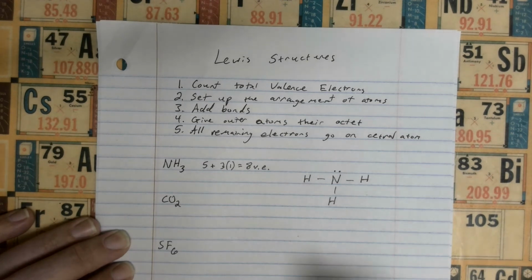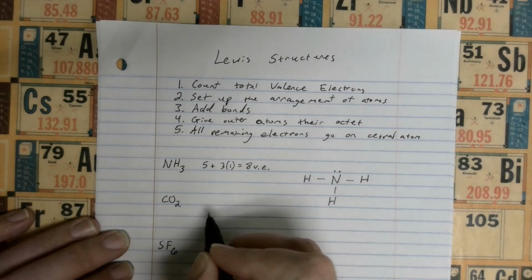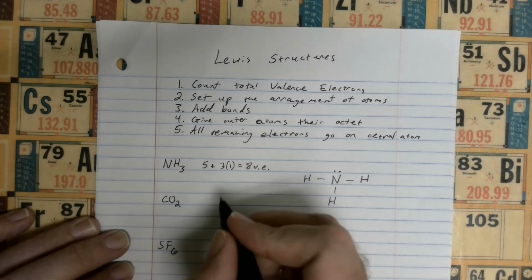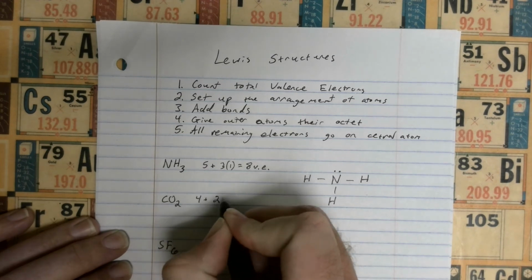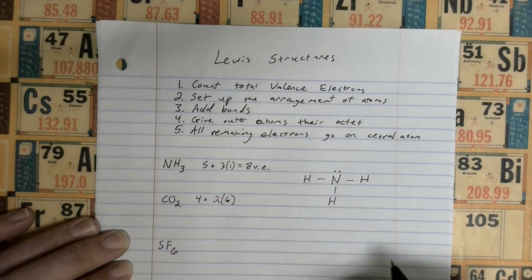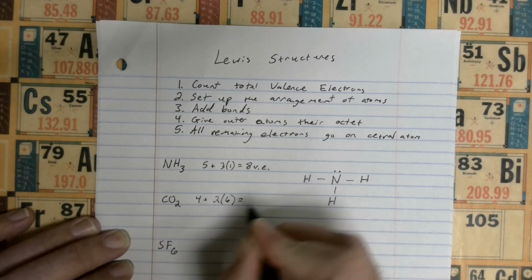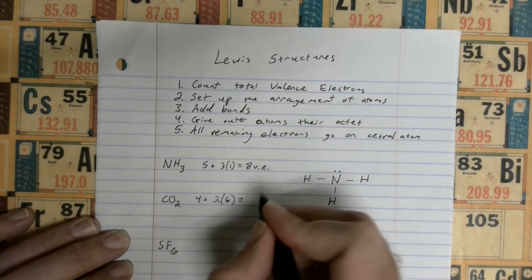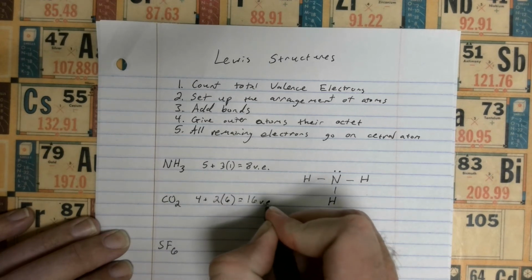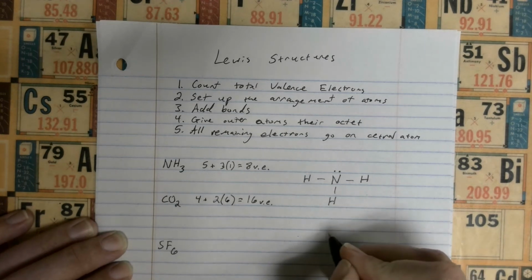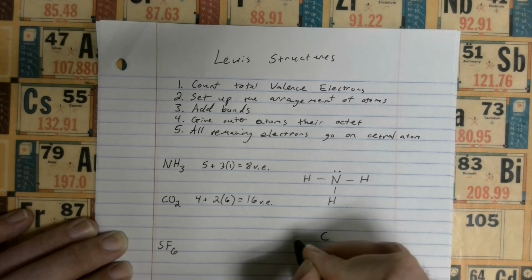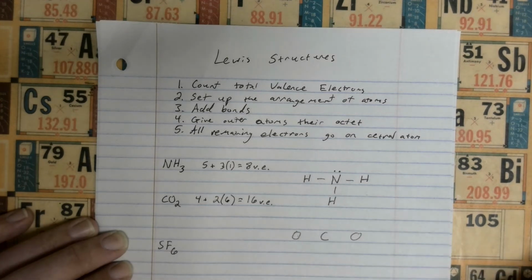Okay. Now let's try CO2. So carbon is in group 14, so it has 4 valence electrons. Oxygen, I have 2 of them. It's in group 16, so that has 6 valence electrons. 4 plus 2 times 6 would be a total of 16 valence electrons. Okay, so I know I have carbon and oxygen. Carbon, if it's present, is almost always in the middle, if not always. So I'm going to put carbon in the middle. Since I have 2 oxygen, I'm going to put them on either side.